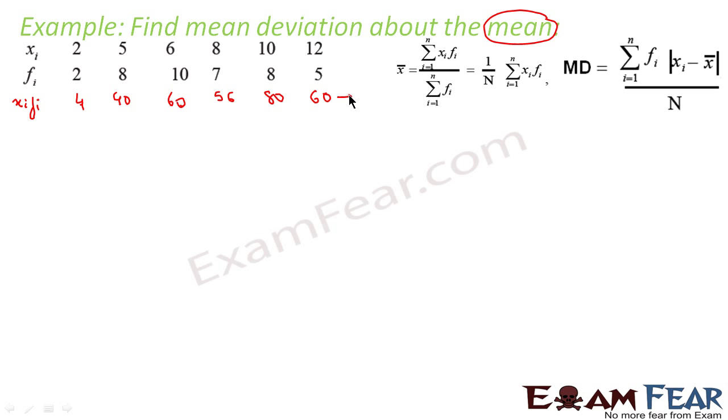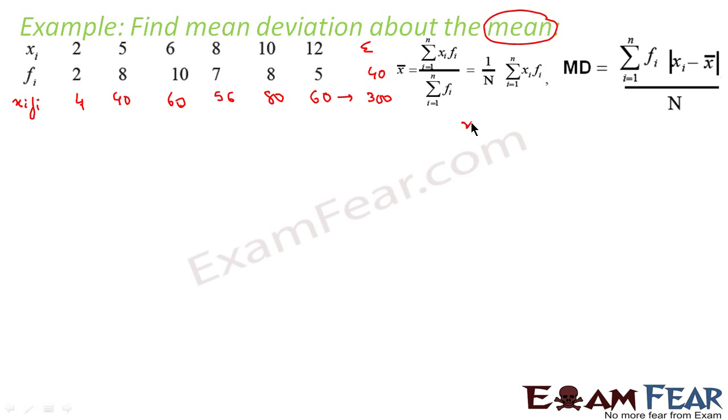Now let's do the summation. We'll add all these values. 4 plus 40 is equal to 44. 44 plus 60 is 104. 104 plus 56 is 160. 160 plus 80 is 240, and plus 60 is 300. So this value is 300. Similarly for fi, let's do the summation here. 8 plus 2, 10. 10 plus 10, 20. 20 plus 7, 27. 27 plus 8, 35. 35 plus 5, 40. This is 40.